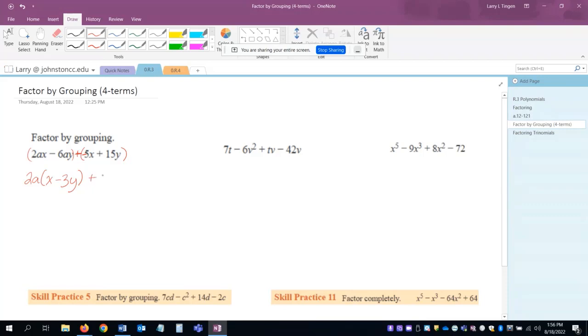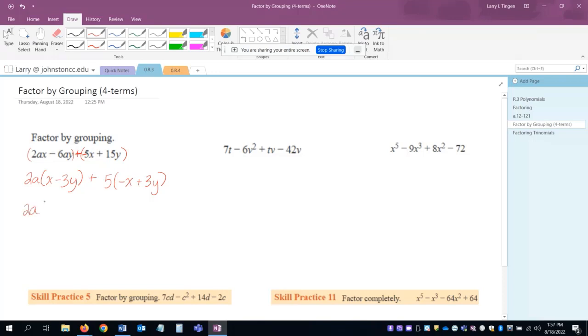Okay, and now this is plus 5x minus negative 5x plus 15y. I'm going to pull out that 5. That's going to leave me negative x plus 3y. Now, if we do this right, the two binomial factors we end up with are going to be identical. They almost are. It's just the signs are flipped, right? This one has a positive x and a negative 3y. This one has a negative x and a positive 3y. I can't pull it out yet. I need to make these match up perfectly.